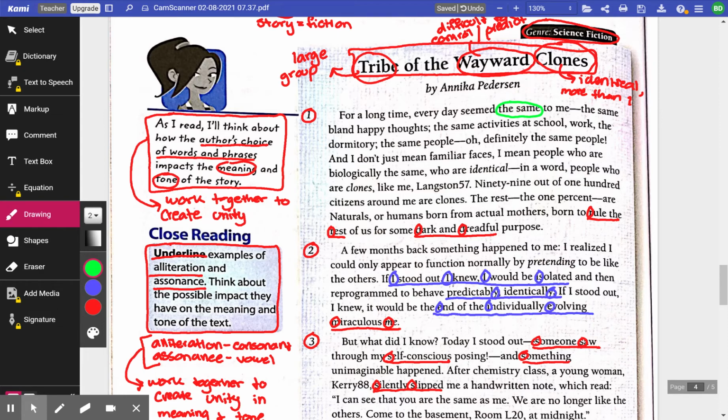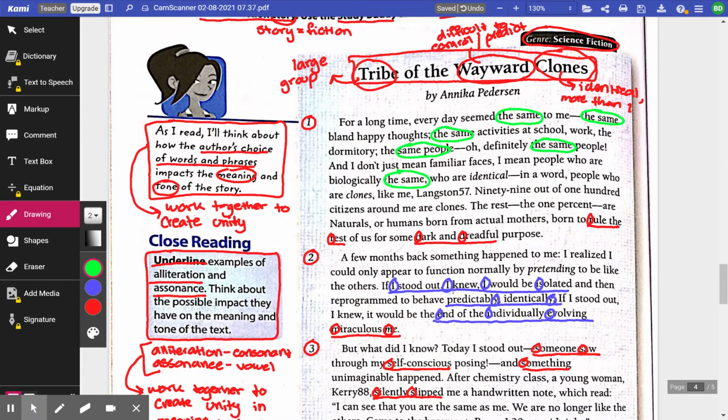So it says, "Every day seemed the same to me. The same bland happy thoughts, the same activities, the same people," definitely the same people. And he doesn't just mean familiar faces, right? He is talking about people who are actually the same as him, people who are identical. So that phrase, "the same," is repeated a total of 6 times. So we know because the author keeps repeating that over and over again, there's something important about that phrase, the same. So he keeps pointing out things that are the same for Langston 57 that he experiences in his everyday life.